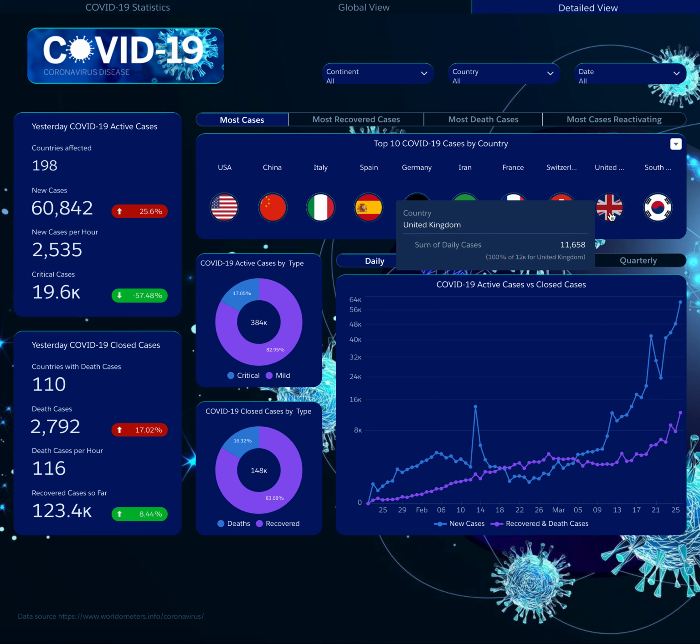Then if we look at most recovered, the country with the most recovered is China, taking the lead, followed by Iran, Italy, Spain. Unfortunately, UK is not here. Then the most death cases, Italy, unfortunately takes the lead here, followed by Spain with 4,000, China with 3,000, Iran with 2,000, and United Kingdom with 578.